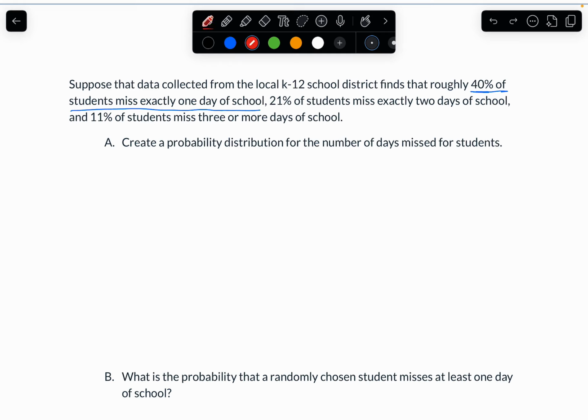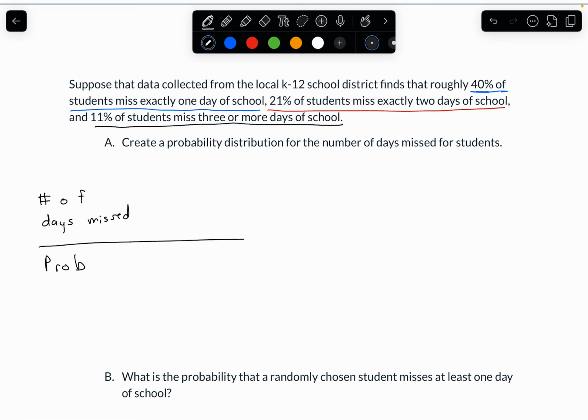21% of students miss exactly 2 days of school, and then 11% of students miss 3 or more days of school. First thing that I want to do is create a probability distribution for the number of days of school missed for students. So I'm going to make a little table right here, where we talk about the number of days missed, and then the probability with which they occur.